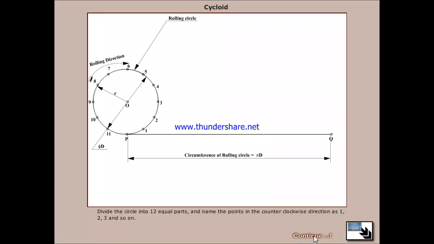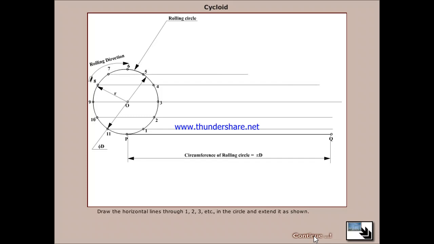Divide the circle into 12 parts and name the points in the counterclockwise direction as 1, 2, 3 and so on. Now draw the horizontal lines through 1, 2, 3 etc. in the circle and extend them as shown in the figure. Now divide PQ also into the same number of equal parts and name the points 1 dash, 2 dash, 3 dash etc.